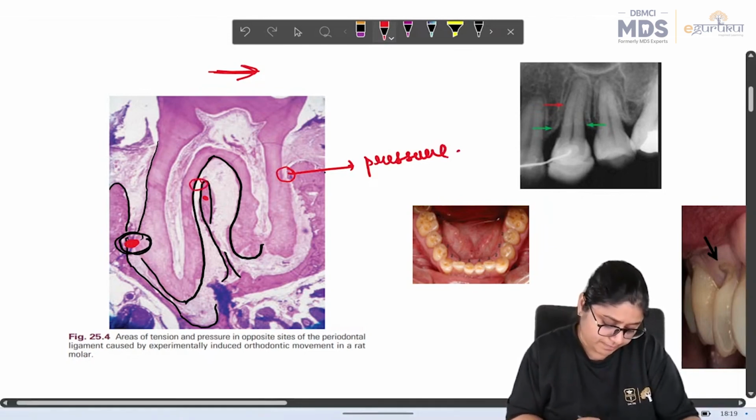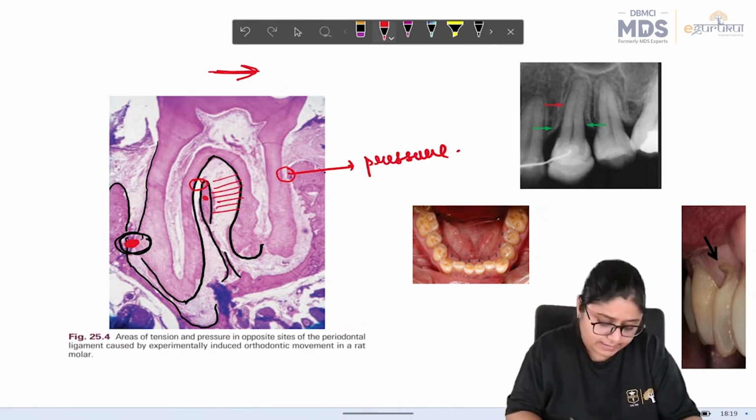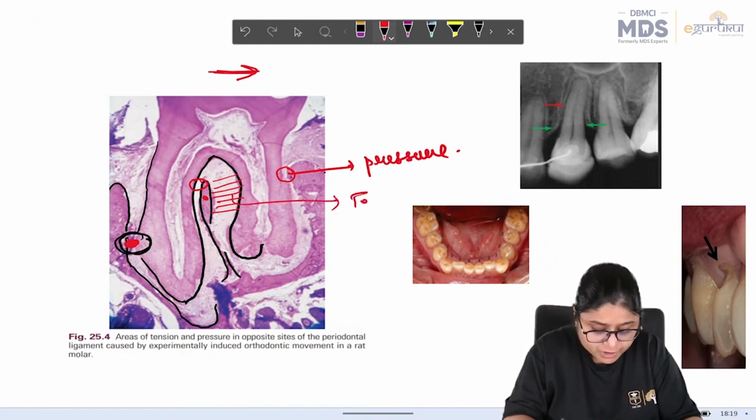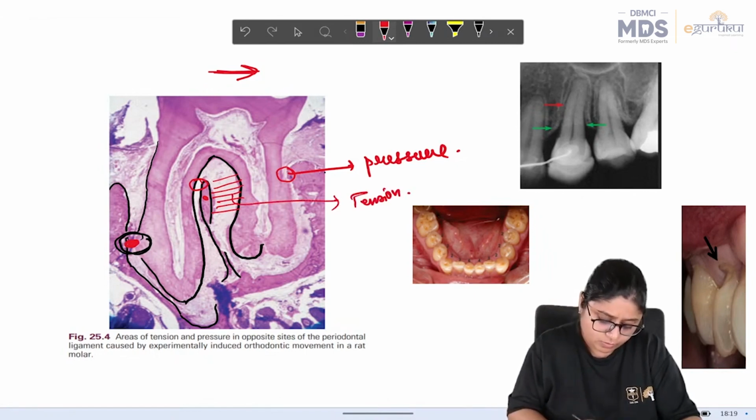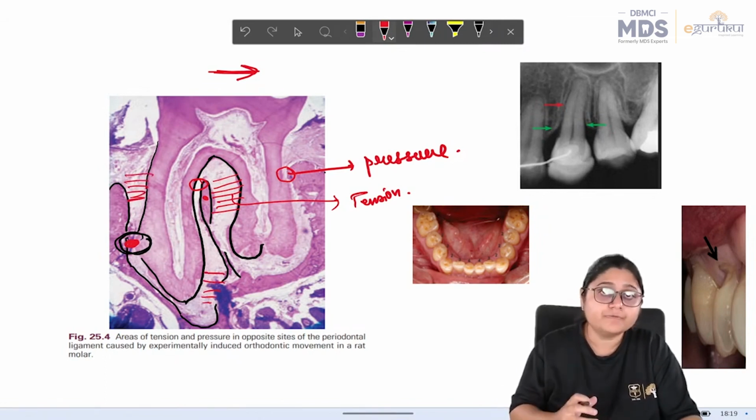Now here you can see the PDL ligament space has widened, meaning the fibers are getting stressed. This is the zone of tension. This is the zone of tension, this is the zone of tension here. All these are zones of tension which are created.